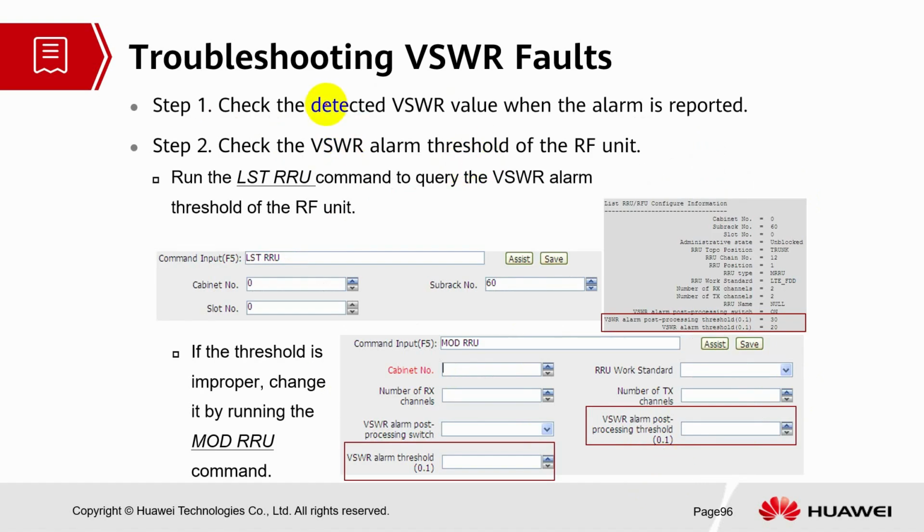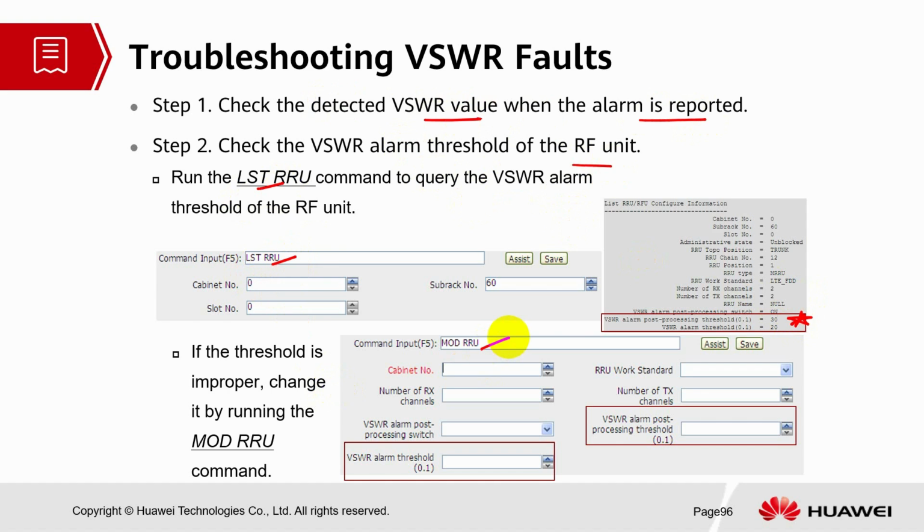Step 1. Check the detected VSWR value when the alarm is reported. Check the VSWR threshold of the RF unit. We can list the RRU to query the VSWR value and see what threshold we have set. If you want to modify the value, we can modify it.